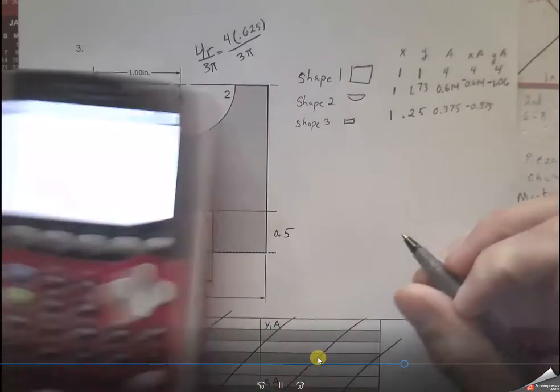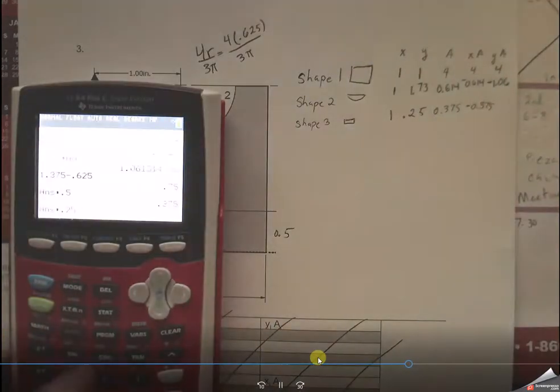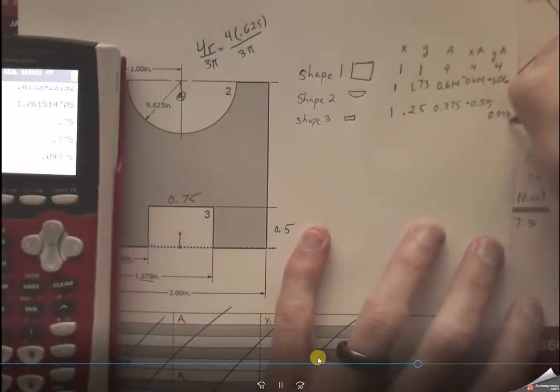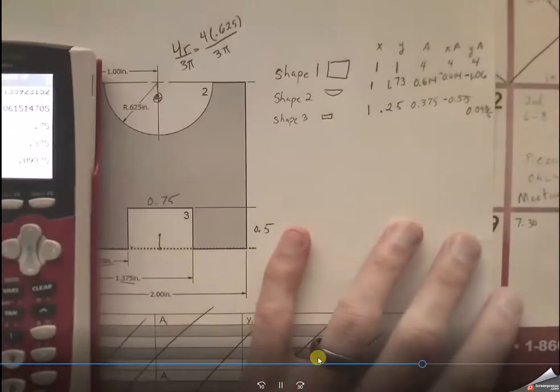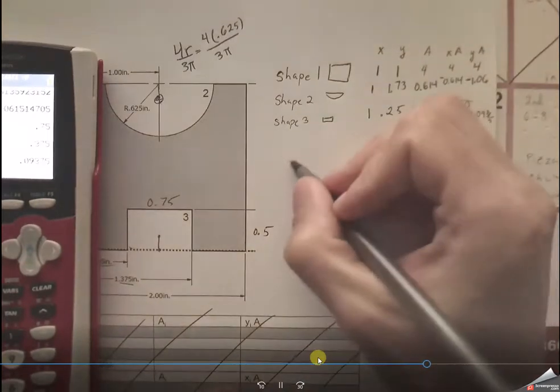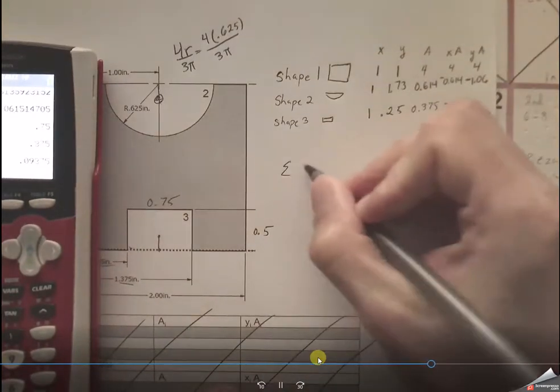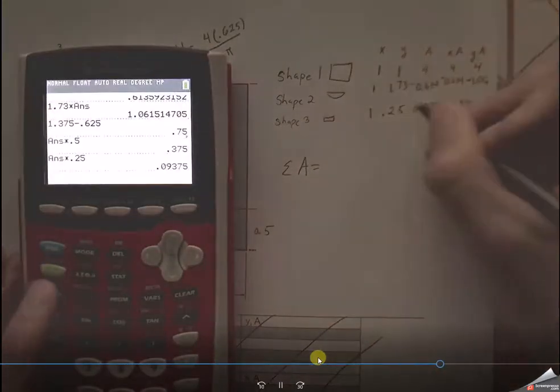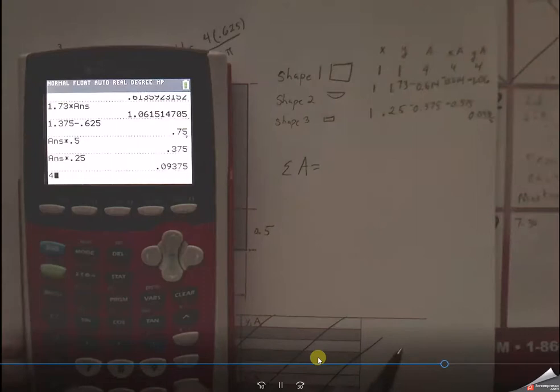So 1 times 0.375 is 0.375. We have a quarter of 0.375 gives us 0.09375. Okay, so I ran out of room on the right side, so we're going to go out here. What do we need to calculate next? We need to calculate the sum of each one of those columns. So, sum of the areas. 4 minus 0.614 minus 0.375.